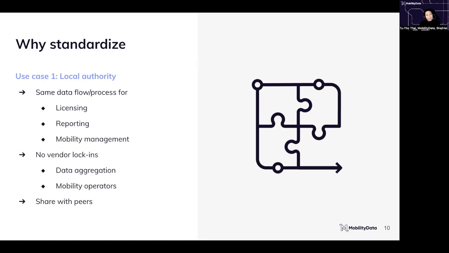Using a data standard format for their mobility data will allow them to make sure that they can come up with or implement one single data flow or process to support licensing of mobility services, to ingest the reports they receive from the mobility operators and globally manage their mobility efforts without having to try to compare apples to oranges, for example.